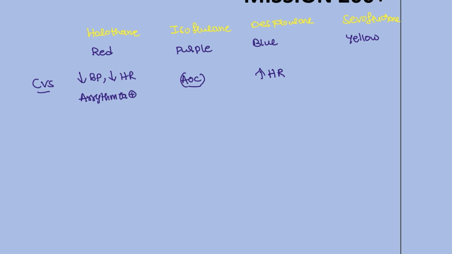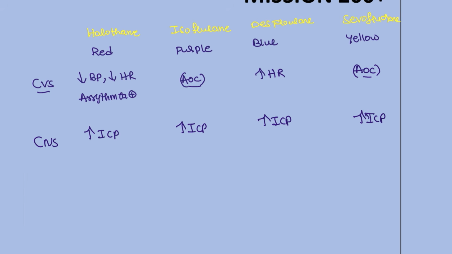This can be increasing of the heart rate, and the agent of choice is sevoflurane. Sevoflurane is a good choice for everything. Next, CNS effects. For CNS effects, everything will increase the ICP in the patients.